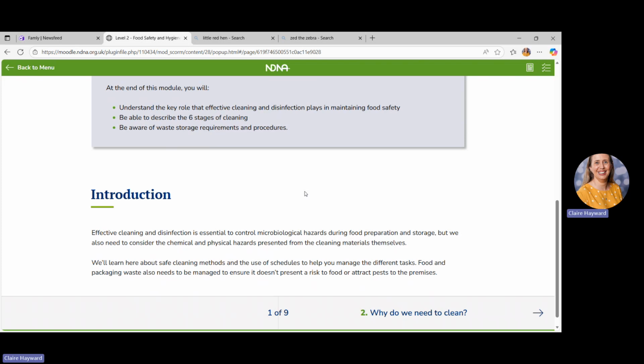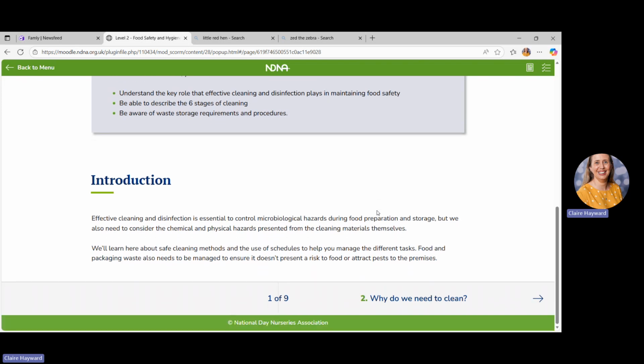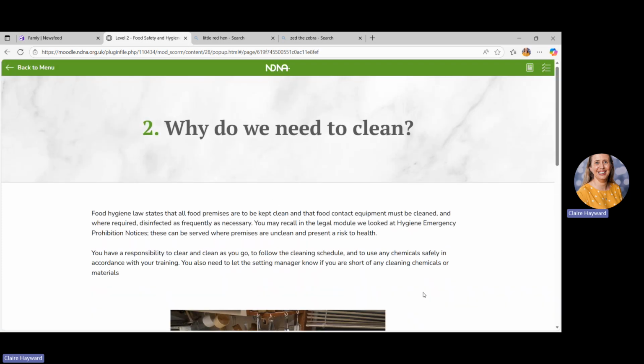So the introduction. Effective cleaning and disinfection is essential to control microbiological hazards during food prep and storage. But we also need to consider the chemical and physical hazards presented from the cleaning materials themselves. We will learn here about safe cleaning methods and the use of schedules to help manage the different tasks. Food and packaging waste also needs to be managed to ensure it doesn't present a risk to food or attract pests to the premises.